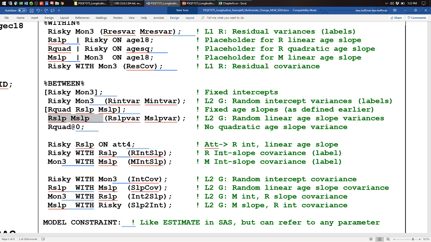So what I'm asking it to estimate is a linear age slope variance for risky as well as a linear age slope variance for monitoring. Because I don't want a random variance for the quadratic effect of age on risky, I shut that off with @0. Default is that everything is estimated. You have to shut it off if you don't want it.